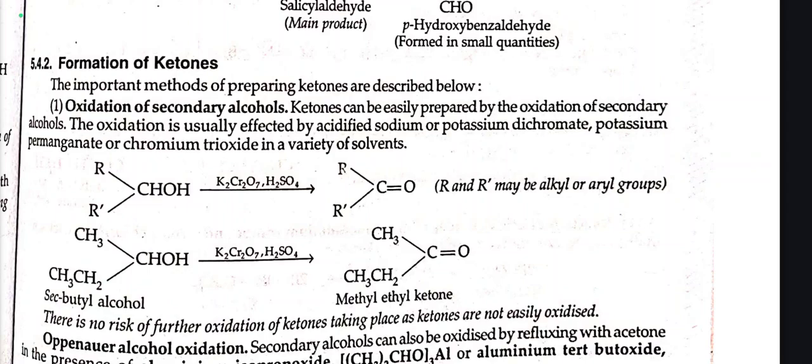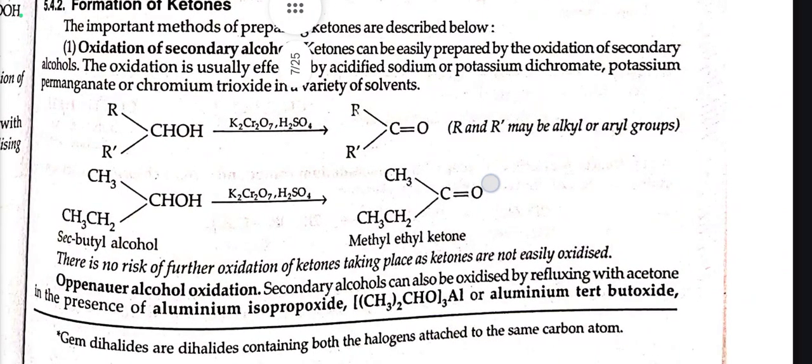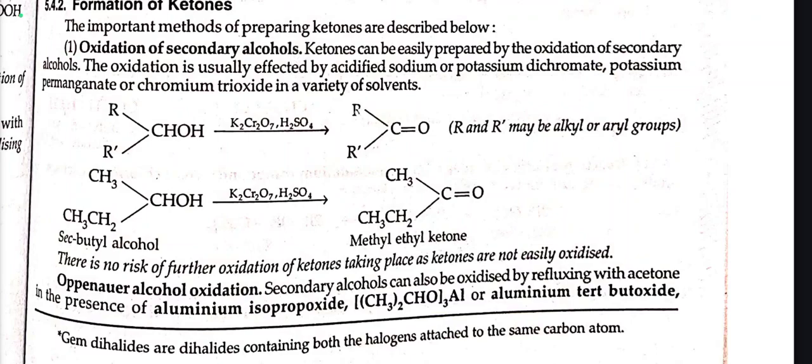First is oxidation of secondary alcohols. Ketones can be easily prepared by oxidation of secondary alcohol. The oxidation is usually effected by acidified sodium or potassium dichromate, potassium permanganate, or chromium trioxide in a variety of solvents. There is no risk of further oxidation of ketones taking place as ketones are not easily oxidized.